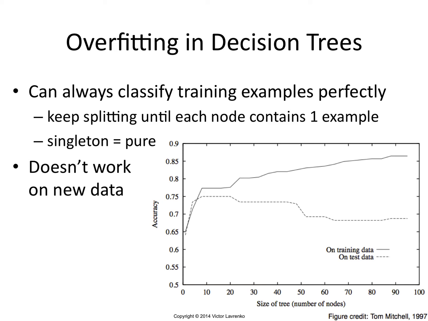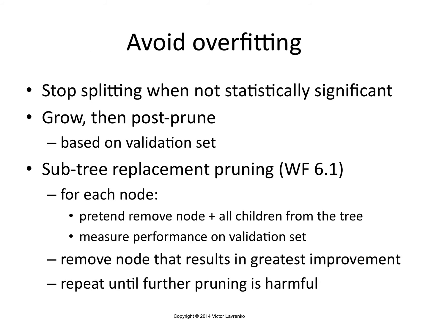So if you want to build an effective decision tree, what you really want to do is stop it before it becomes too specific to your training data. So how do you do it? There's a number of different ways. One simple way, which is not terribly effective, is to stop splitting when the subsets become too small. A formal way to quantify it is to measure whether a split is statistically significant or not.